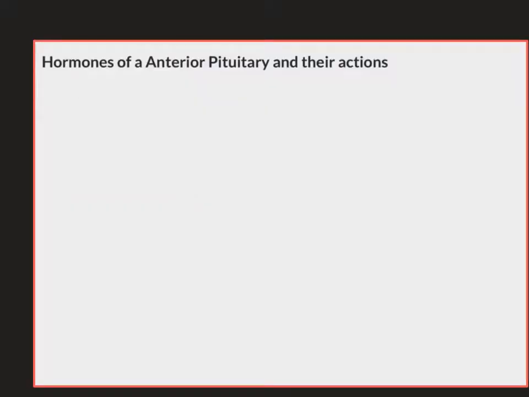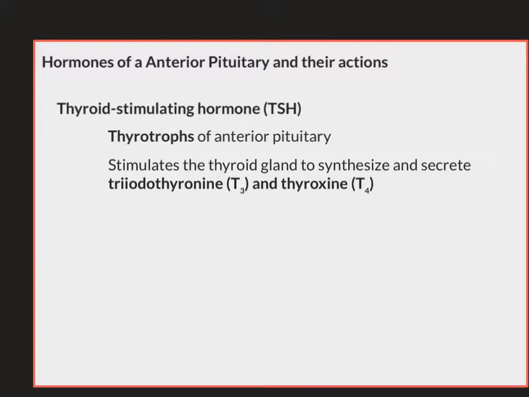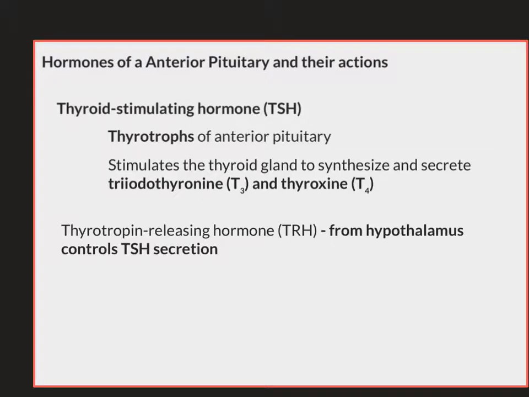Let's finish our discussion of the anterior pituitary with the remaining hormones that we find there. Thyroid stimulating hormone, or TSH, is released by the thyrotrophs of the anterior pituitary. This hormone stimulates the thyroid gland to synthesize and secrete the two thyroid hormones, triiodothyronine, T3, and thyroxine, T4. Thyrotropin releasing hormone, or TRH, from the hypothalamus is actually going to control TSH secretion.